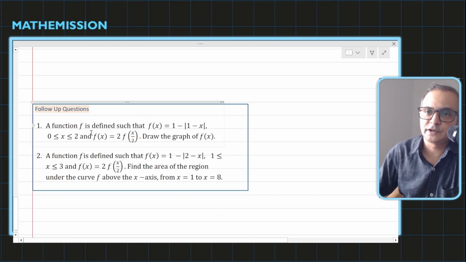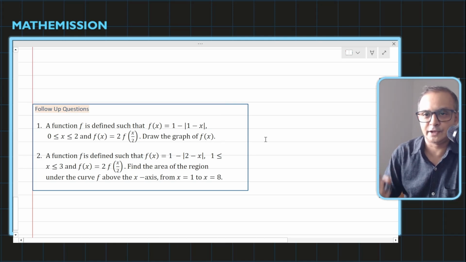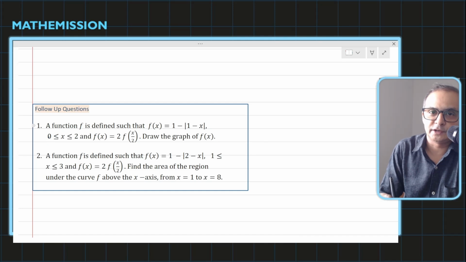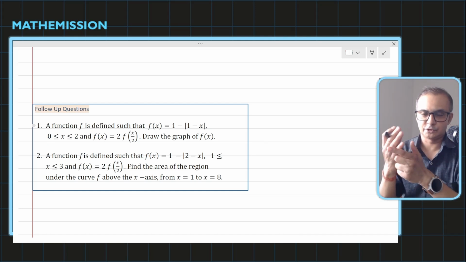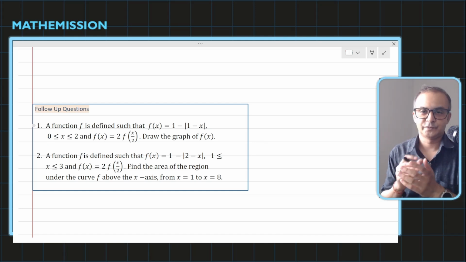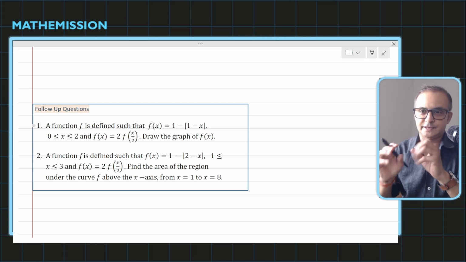First question: a function f is defined such that f(x) is equal to 1 minus modulus of 1 minus x, for x from 0 to 2, and f(x) is 2 times f of x by 2 otherwise. Draw the graph of f(x). Now there's one catch, I can just give you the hint. The end point is 0 here, so the graph will never shift. So you have to draw it wisely by looking at the exact definition.